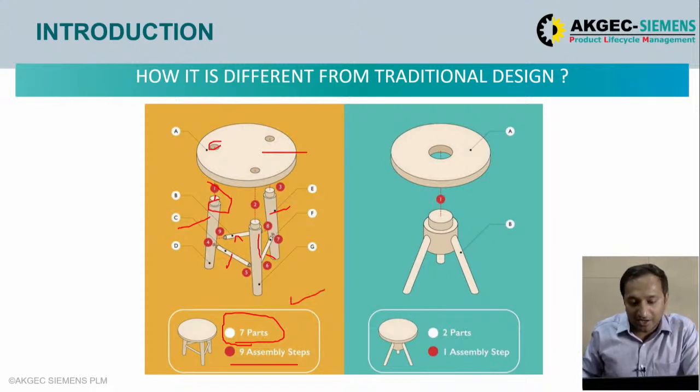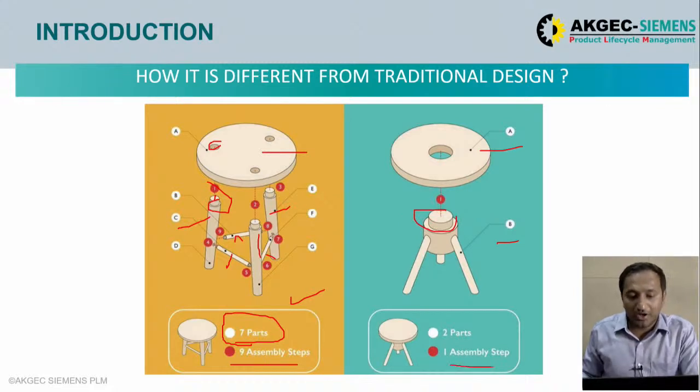On the right side, if you see this figure, this is the first part, that is part A, and this is the second part, that is part B. Now, if you want to assemble it, there is only one assembly step, meaning this area will go inside this. So we can say there is only one assembly step in this process.